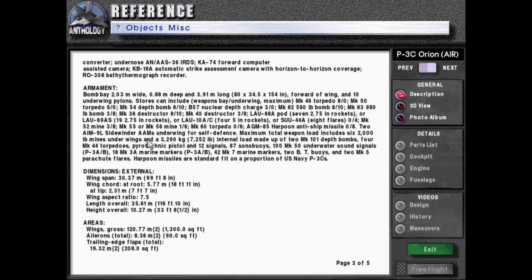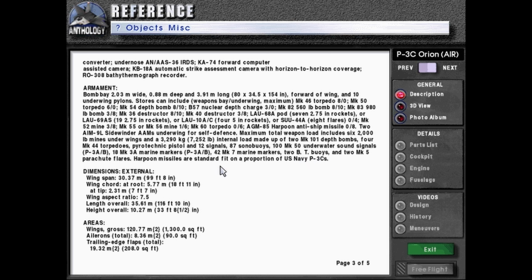Two AIM-9L Sidewinder air-to-air missiles underwing for self-defense. Maximum total weapon load includes 6 2,000-pound mines underwing and a 3,290-kilogram or 7,252-pound internal load made up of 2 Mark 101 depth bombs, 4 Mark 44 torpedoes, pyrotechnic pistol, and 12 signals, and 87 sonobuoys, 100 Mark 50 underwater sound signals for P-3A and B, or 60 Mark 3A marine markers P-3A and B, 42 Mark 7 marine markers, 2 ET buoys, and 2 Mark 5 parachute flares.